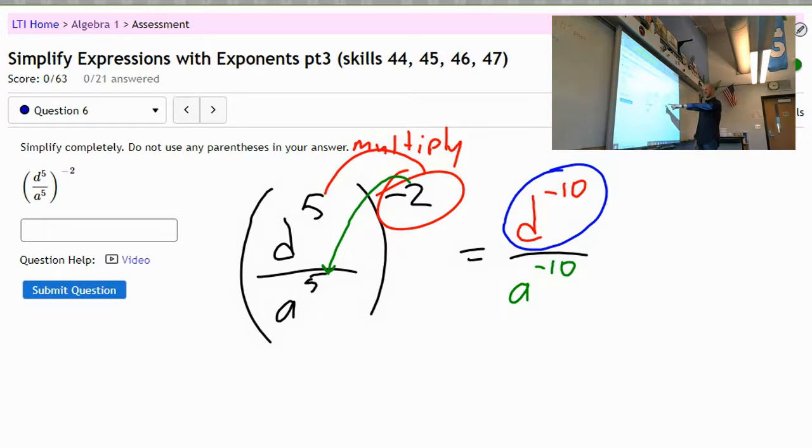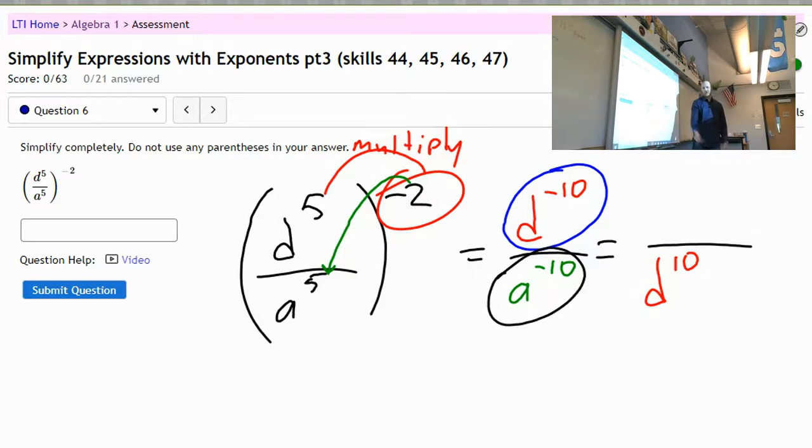So the d has got a negative exponent. It's in the numerator now. I need to move it. D is going to move to the denominator and have a positive exponent. And then at the same time, or actually is the next step, the a also has a negative exponent. It started in the denominator with a negative exponent. Negative exponent means it's got to move. I'm going to move it up to the numerator. It's going to be a to the positive 10.